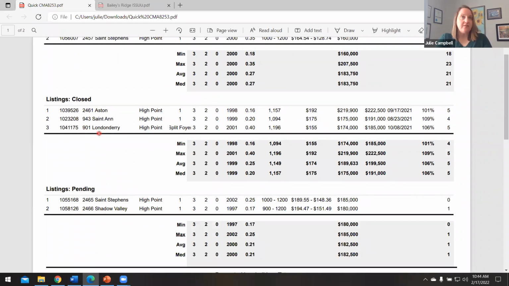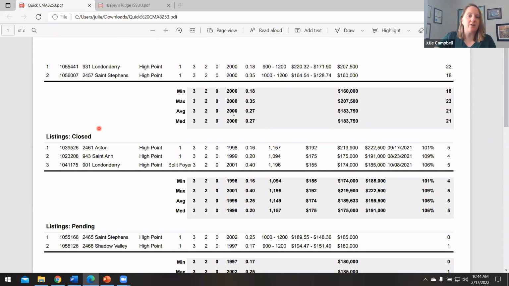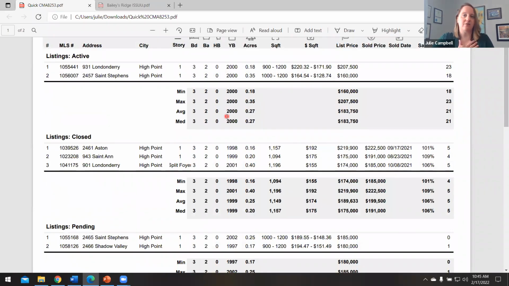We also have our closed comps. These are properties that recently sold. This is what a buyer was willing to pay for these properties. And again, you can compare the features. Now, I'm not making adjustments to the features. I'm just using this as a guide. I can't put value on a bedroom in this neighborhood.